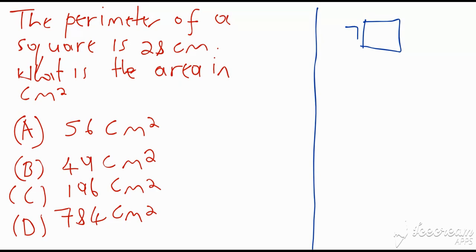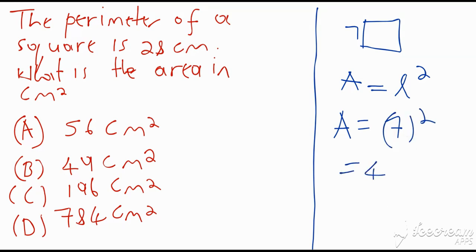Now, what I want is the area. I will know that the area of a square is equal to L squared. So the area in this case would be equal to 7 squared, which would be equal to 49 square centimeters.